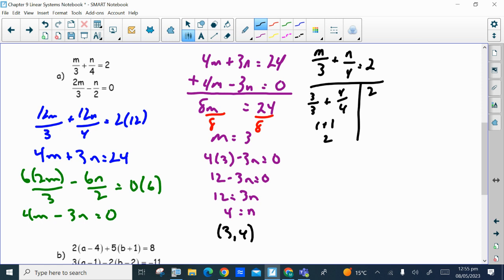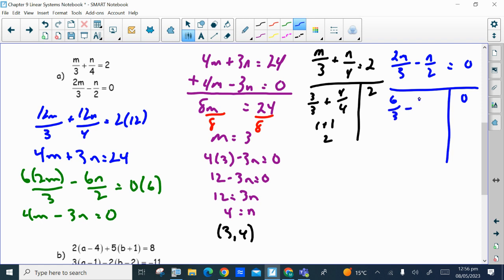For the first equation, we need to check for the second equation as well, though. So 2 times m is 3. 2 times 3 is 6 over 3, minus n is 4 over 2, gives us 2 minus 2, which is 0, so that one checks as well. We've just shown that our solution works.